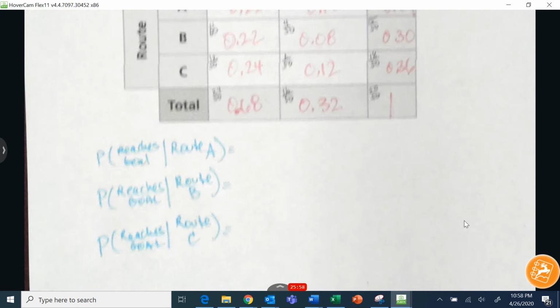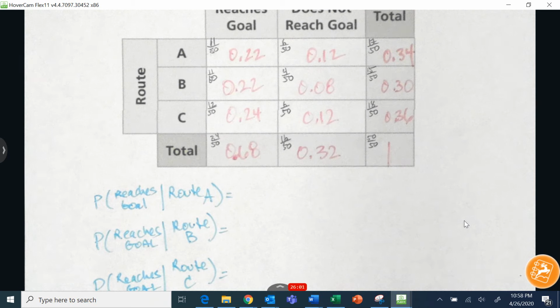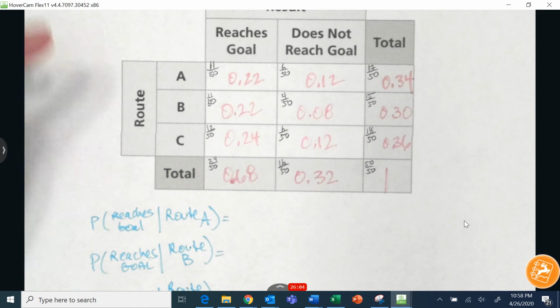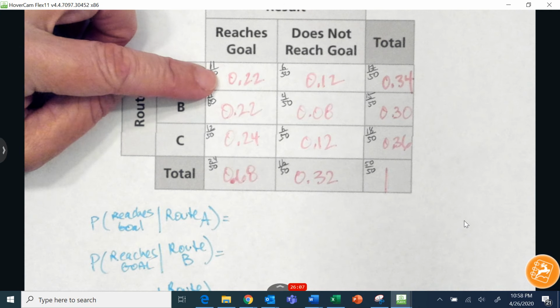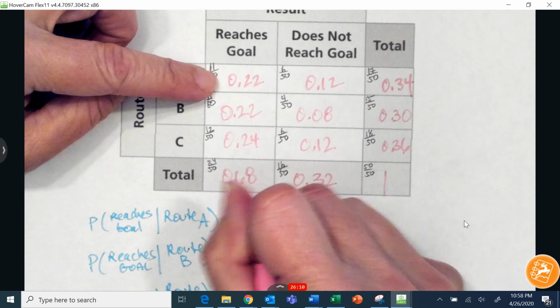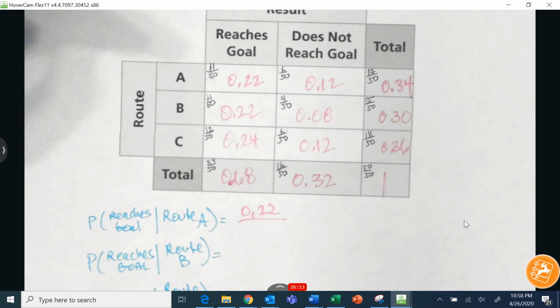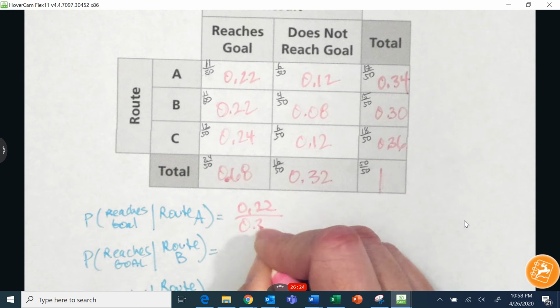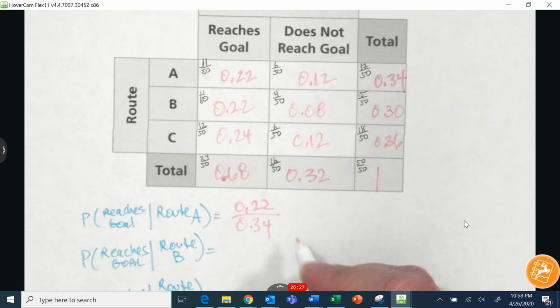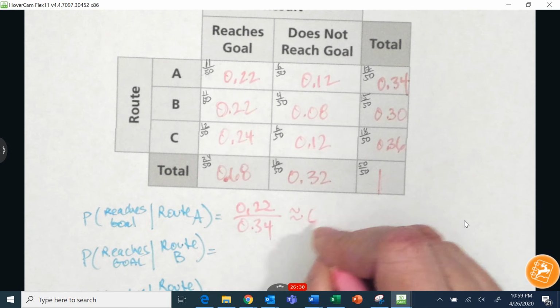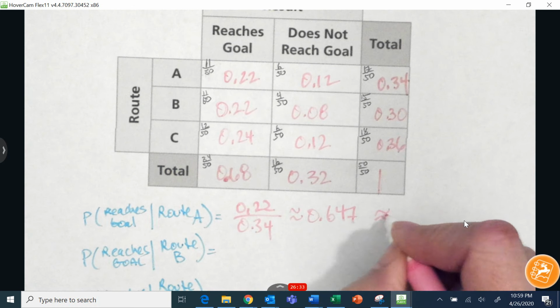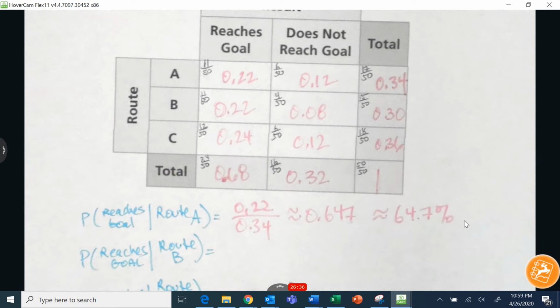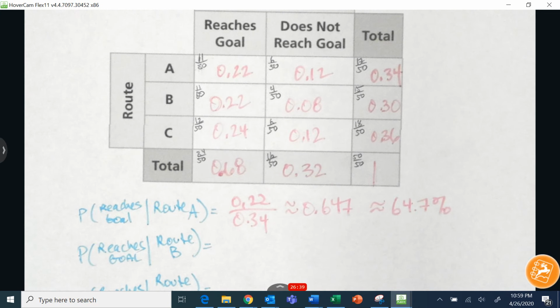All right, so reaches the goal. We're going to look in the reaches the goal column. Reaches the goal is 0.22, and we're going to divide that by, I'm so sorry, the total for route A, 0.34. And I'm going to type that in my calculator, and that is approximately 0.647, which is 64.7% of the time that he does route A, he reaches his goal.